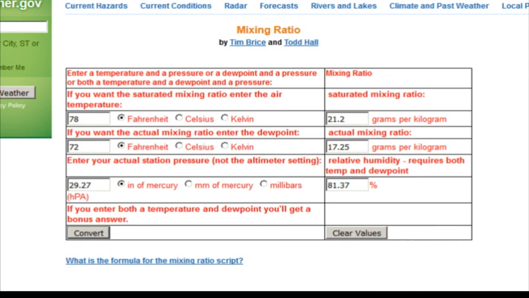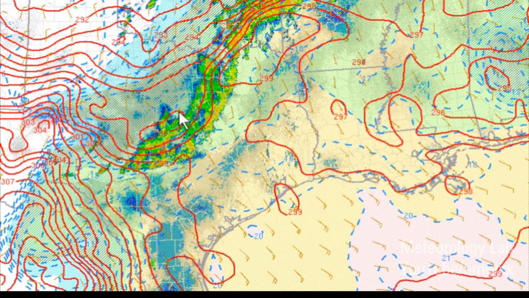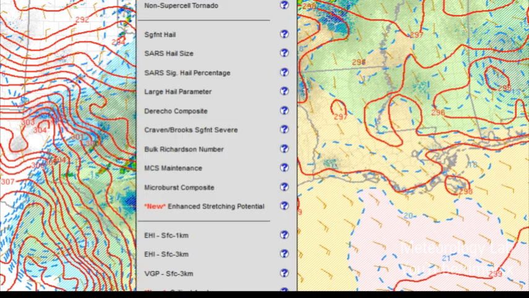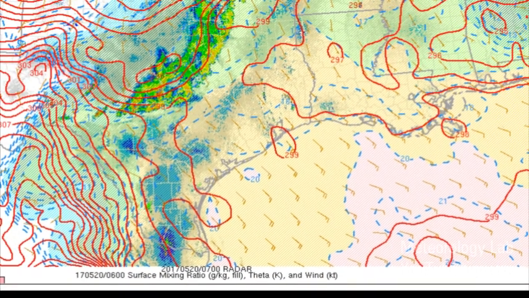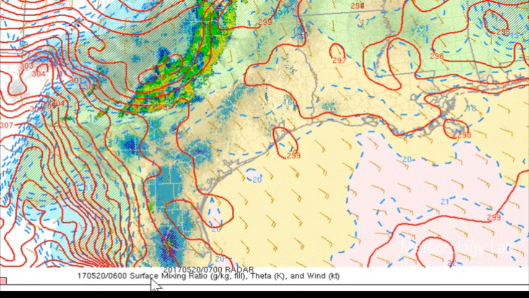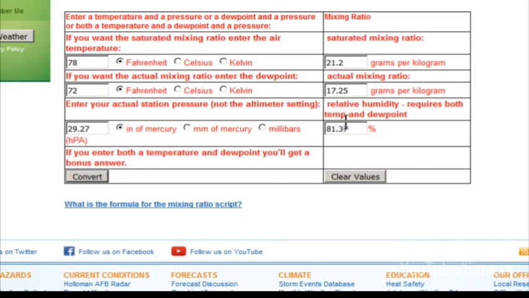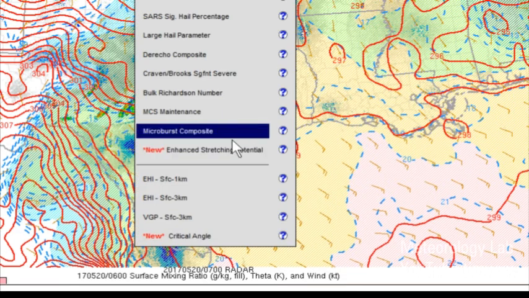Now SPC, they do have a mixing ratio page, and you see on the bottom, they show surface mixing ratio. And if you look at the values, we're looking at the blue lines. It's kind of hard to read here, but this here is 17, and that's 18, and that's right around where Austin is. And that's very close to the value that we got right there, so pretty easy, huh?